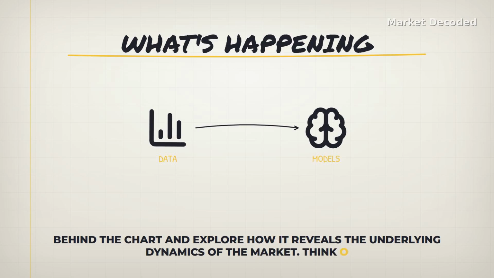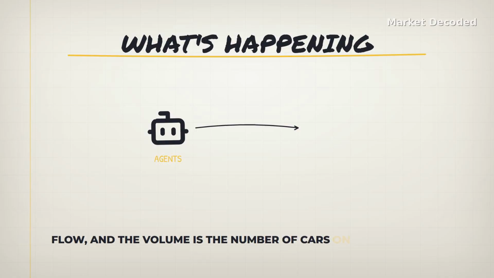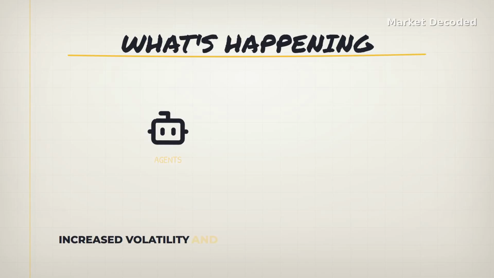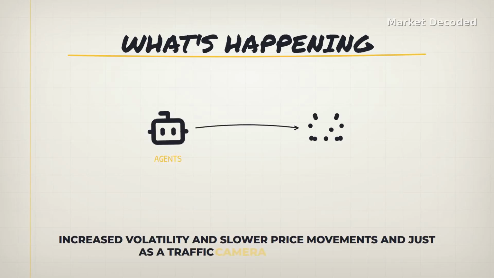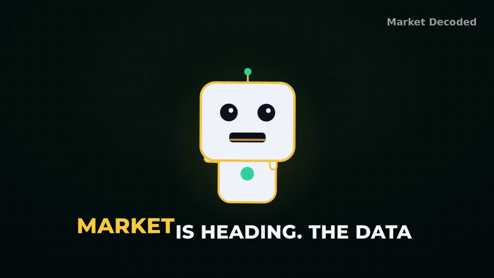Think of a candlestick chart like a snapshot of a busy highway, where the price is the traffic flow and the volume is the number of cars on the road. Just as a highway with heavy traffic can lead to congestion and slow movement, high volume in a market can lead to increased volatility and slower price movements. And just as a traffic camera can reveal the flow of cars, the order book can reveal the flow of buying and selling orders, showing us where the market is heading.